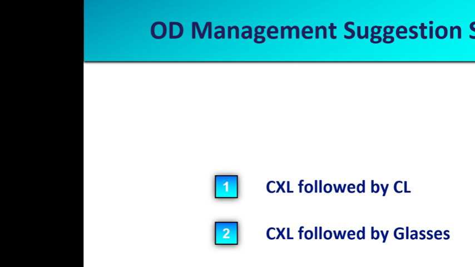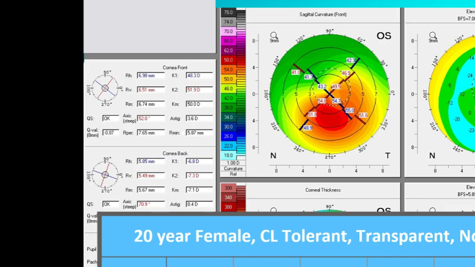The right eye. Now what about the left eye? -7, -3. Good vision with good potential visual acuity.